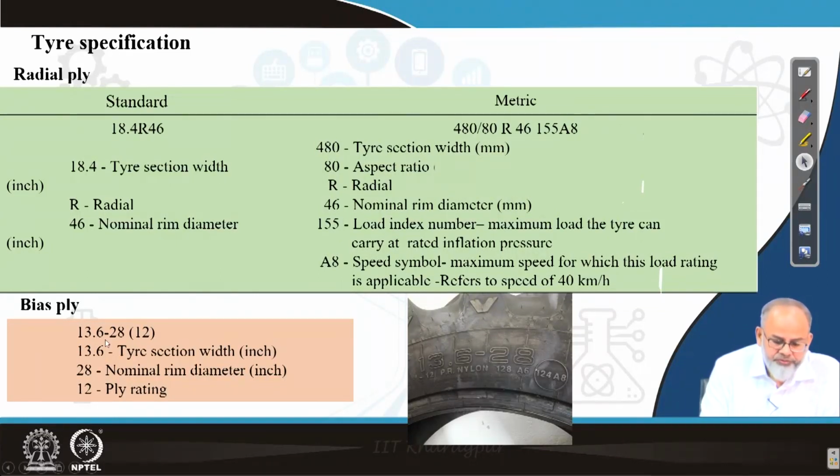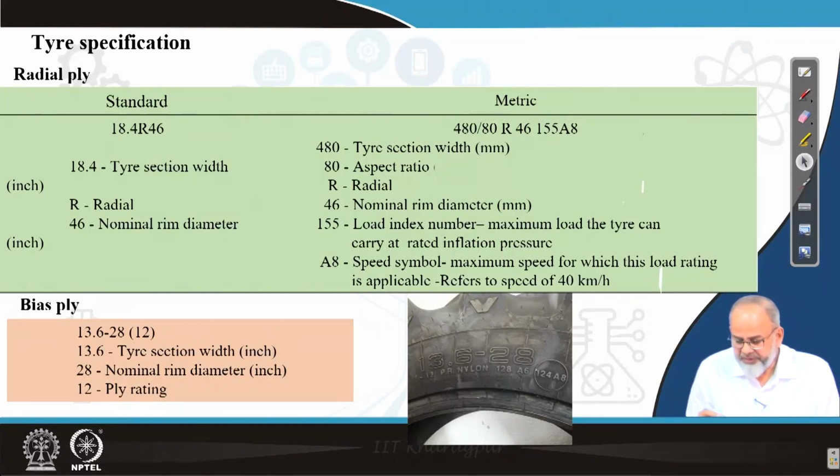13.6 refers to tire section width and 28 refers to nominal rim diameter, and in the bracket 12 means ply rating. Okay. So now 13.6, the unit is in inches, and 28, the unit is also in inches. So if you want to find out the diameter, then you need to know the section height. So section height is not given. That means the aspect ratio is to be used here. So usually the aspect ratio is taken as 0.75 if it is not specified.